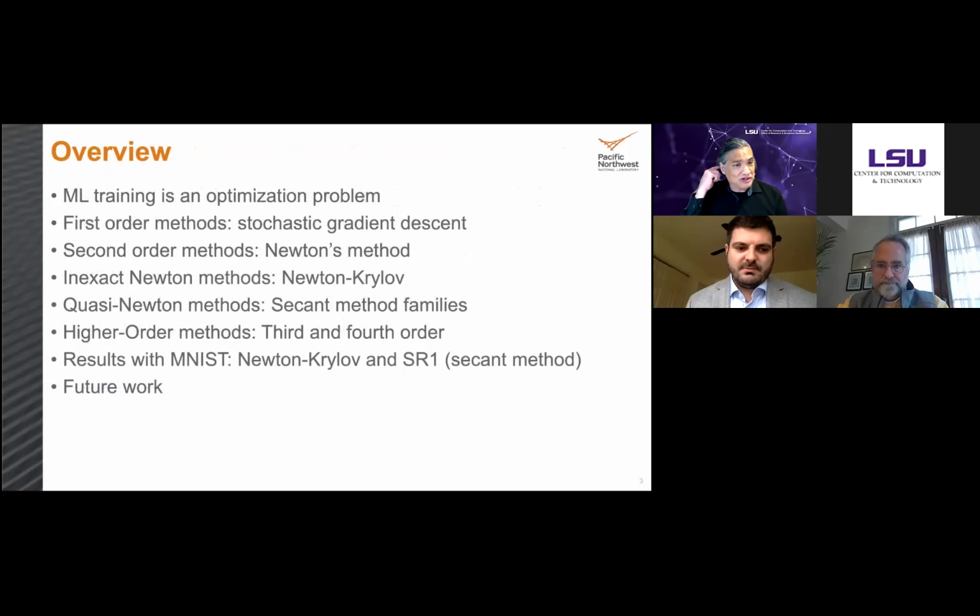And so what I want to cover in the talk is, first of all, motivate the second order methods by looking at machine learning training as an optimization problem. Just quickly talk about some of the first order methods, particularly stochastic gradient descent, and then spend the bulk of the talk covering different classes of second order methods, and then finally present some experimental results that we have with the MNIST data set.